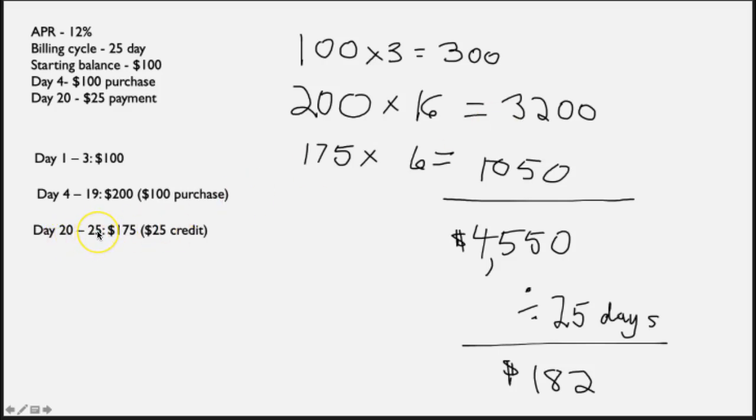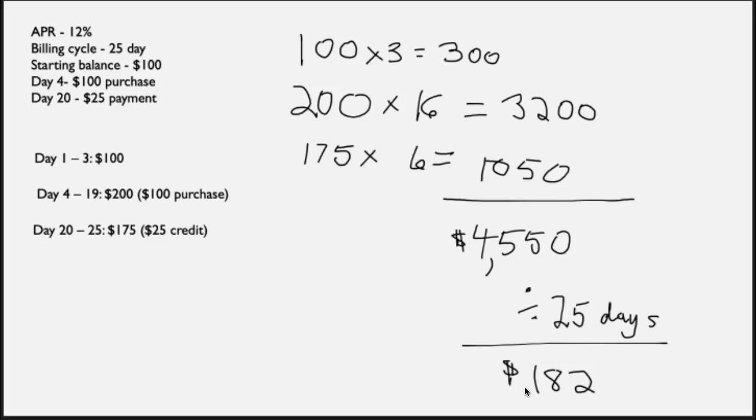And then on day 20 through 25, that's day 20, 21, 22, 23, 24, 25. That's 6 days. So that's 175 times 6, which is $1,050. Add up all these days. That's 4,550. And then divide by 25. That's the number of days in the billing cycle. That gives you the average daily balance, which is $182.